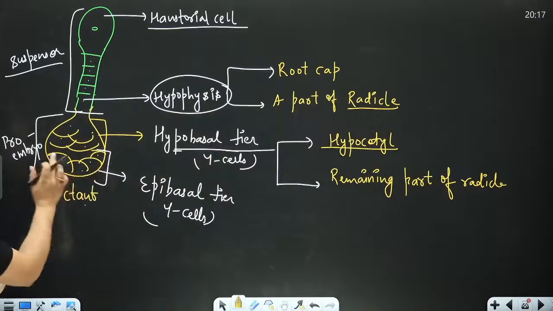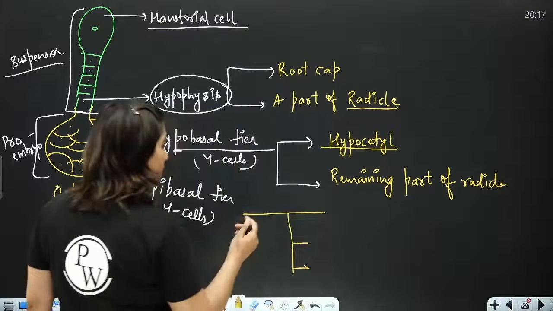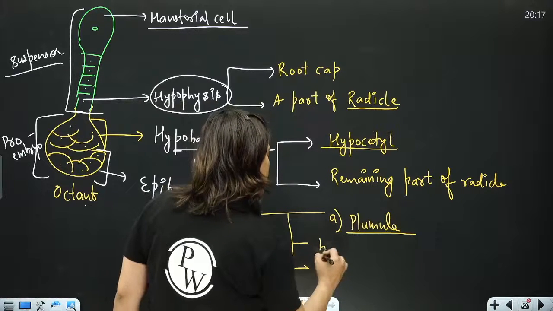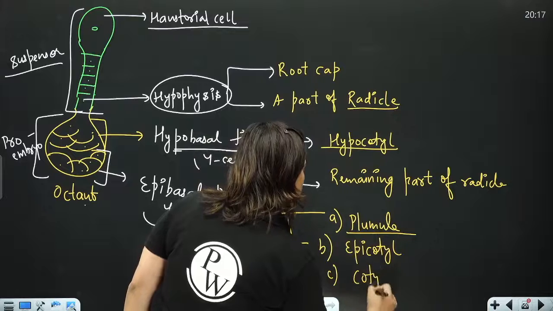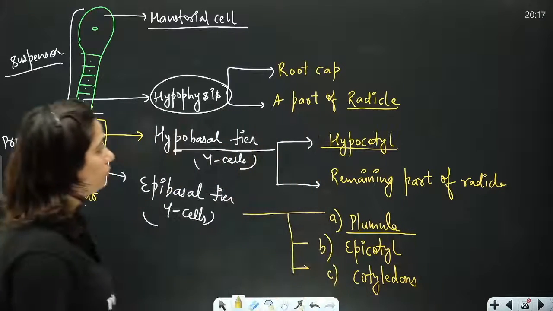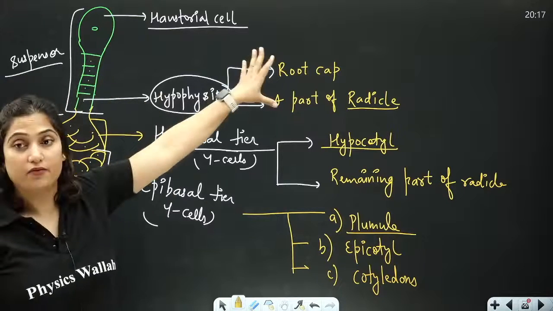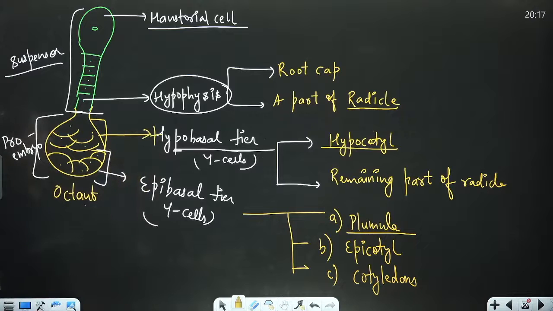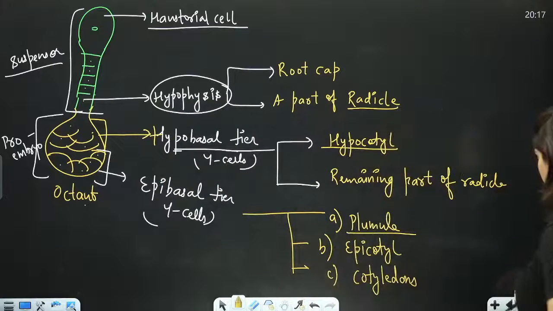And the 4 cells here, the epibasal tier, these 4 cells will ultimately form 3 main important structures. They will form first the plumule, and you know plumule gives rise to shoot. Then it gives epicotyl and it gives cotyledons. Okay. So these are the various functions. The hypophysis of suspensor cell will give rise to root cap and the part of radicle. Hypobasal tier will give hypocotyl and remaining part of radicle, and these 4 cells, they will give rise to plumule, epicotyl and cotyledons. Right? Okay.